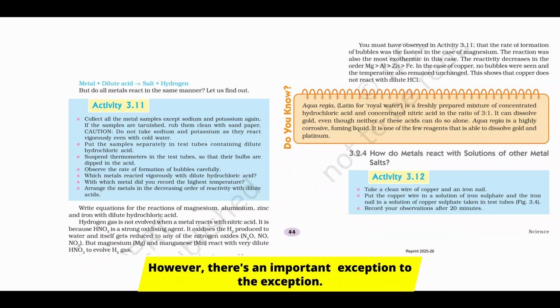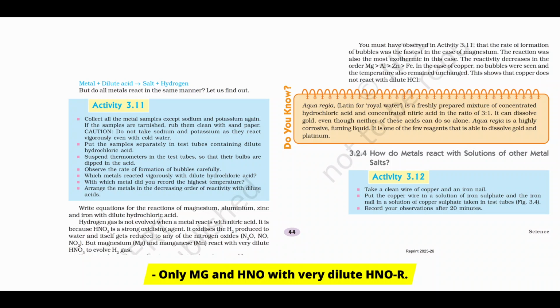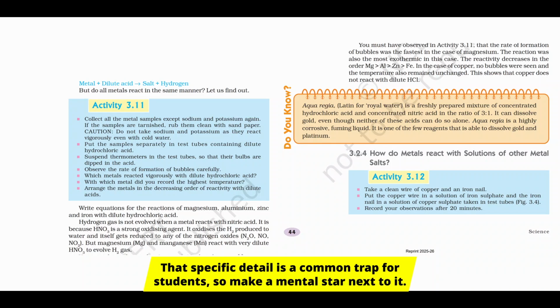However, there's an important exception to the exception. You absolutely must remember this for your exams, especially for MCQs. Magnesium, Mg, and manganese, Mn. These are the only two common metals that do react with very dilute nitric acid to evolve hydrogen gas. Only Mg and Mn with very dilute HNO3. Correct. Very dilute. That specific detail is a common trap for students, so make a mental star next to it.